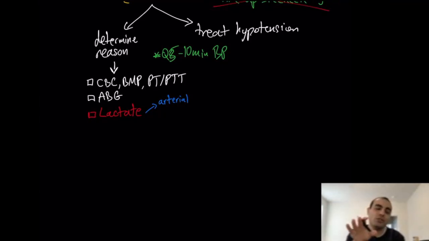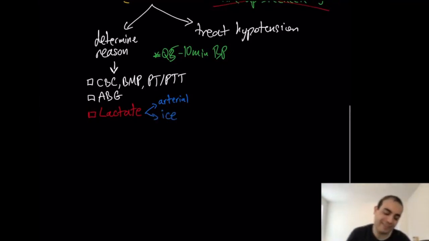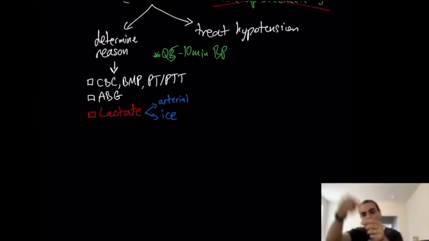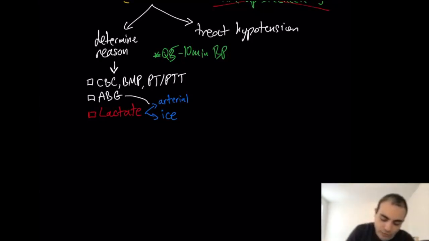So how do you slow down the metabolism of blood or of the white cells? What do you think? Or all the cells? Ice. Ice. Yes, very nice. So these two things: you draw the lactic and you put it on ice, the same way for the ABG as well. ABG is usually drawn arterially, and then you put it in ice, and then you send it to the lab. It's the best way.